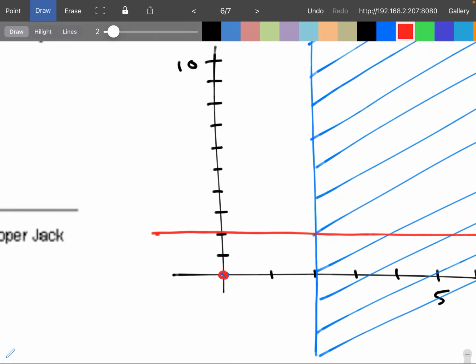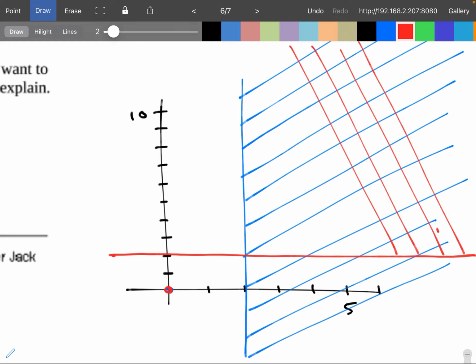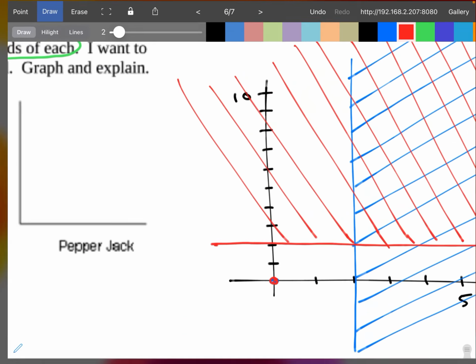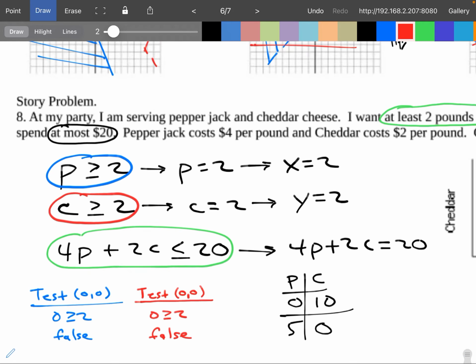I'm going to test 0, 0 again right here. I'm going to put 0 in for c. And that's going to give me 0 is greater than or equal to 2. Is that true or false? That's false again. So this point didn't work, so I got to shade the other side. So I got to shade it this way.